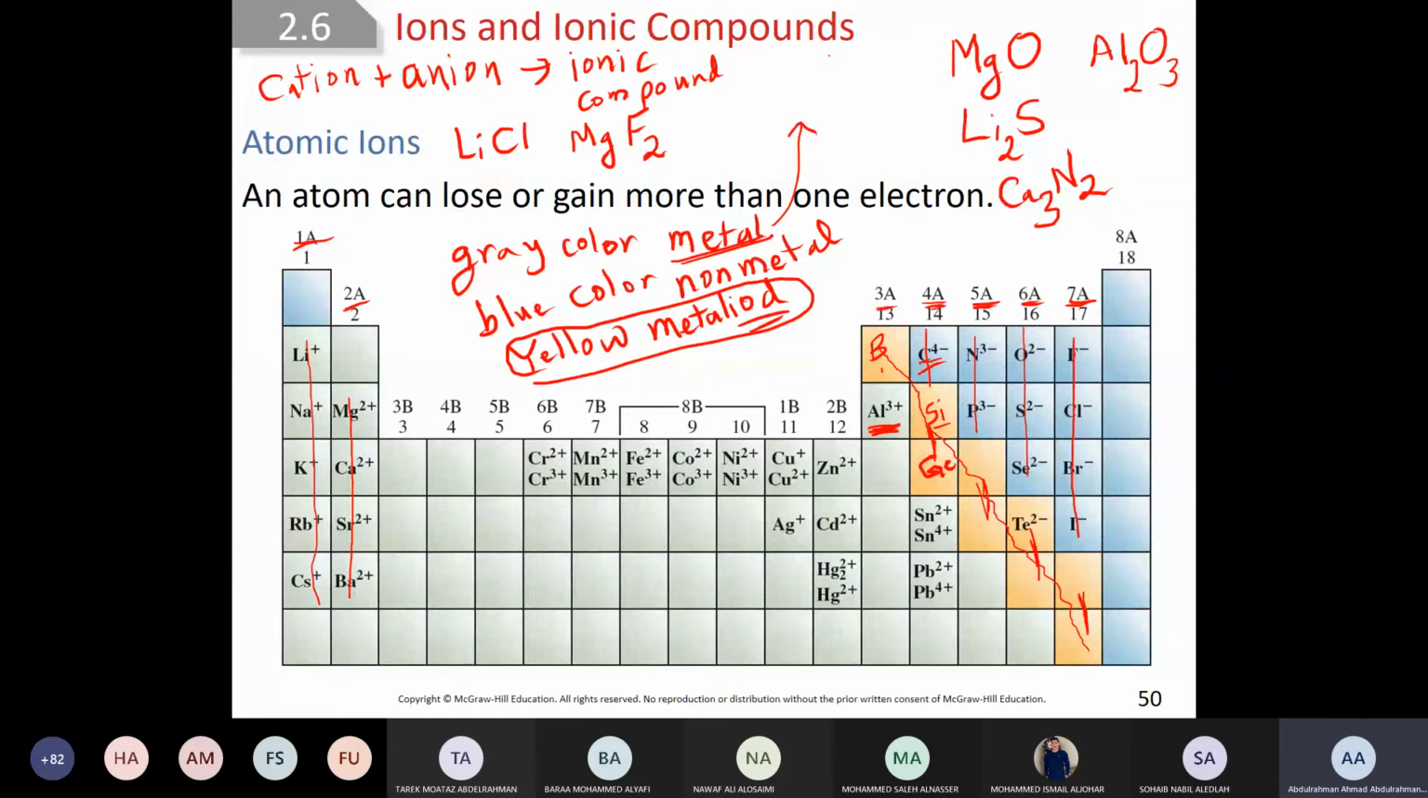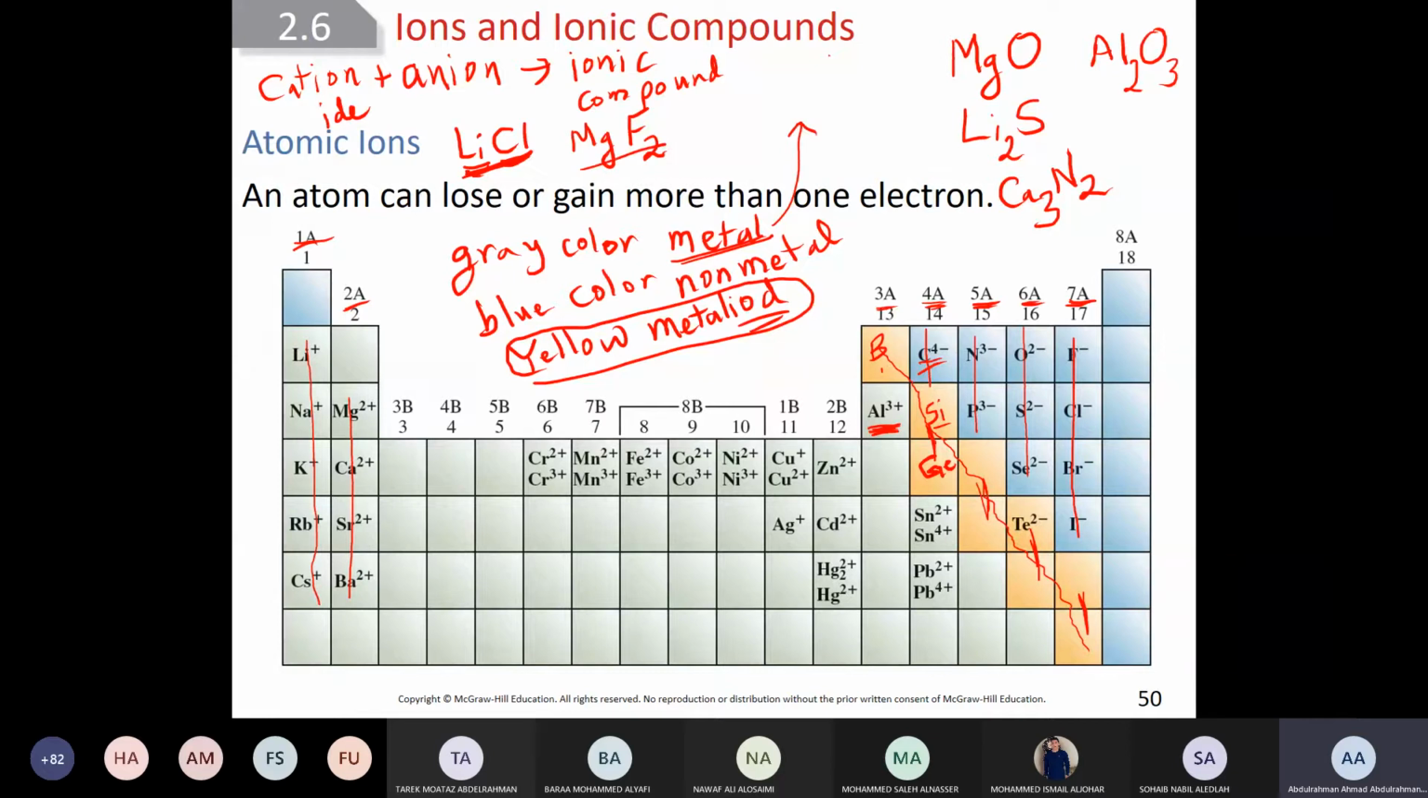Now, we want to know how to name this compound. In this compound, you give the same name. What's the name of this element? Lithium. The name of this element? Chlorine, but to name this compound, we say lithium chloride. At the end, we put the "ide" only. So what's the name of this compound? Lithium chloride.